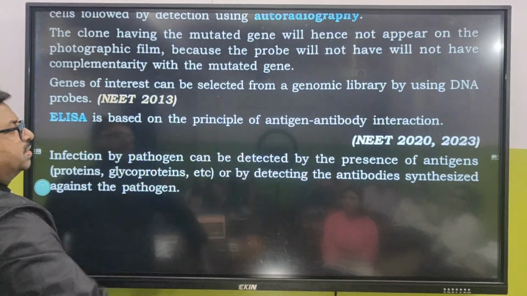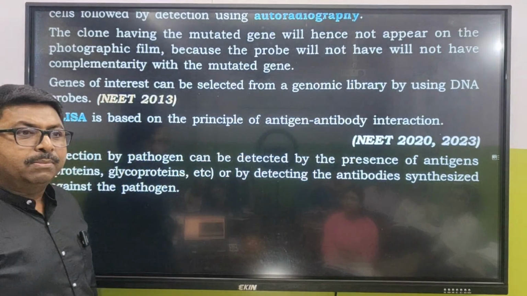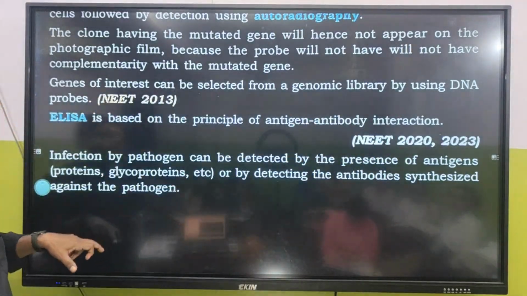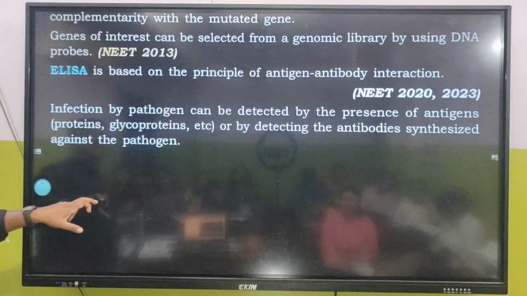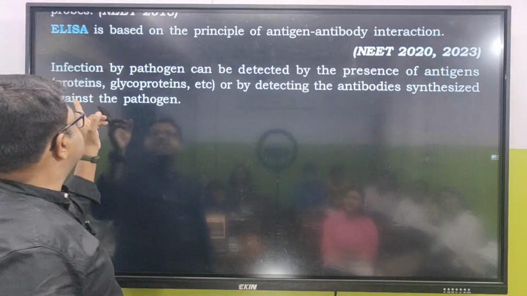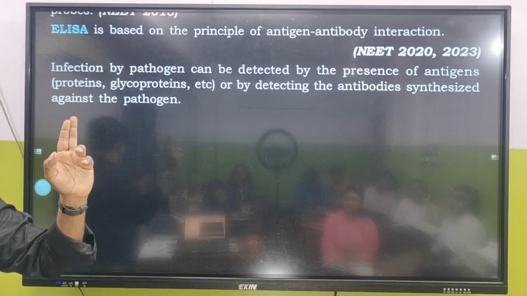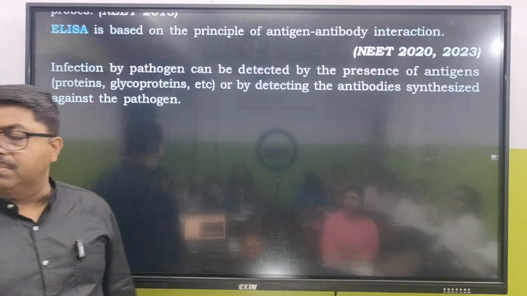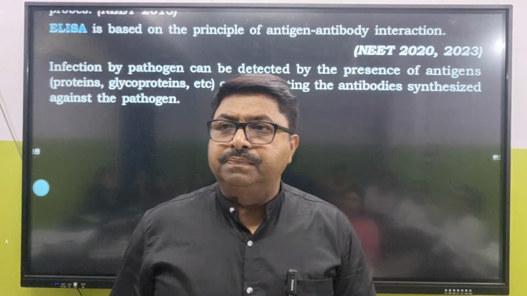ELISA is based on the principles of antigen-antibody reactions. Very, very important. NEET 2020, 23 and 26. Principles of antigen-antibody interaction. Infection by pathogen can be detected by the presence of antigens. What happens in ELISA? Infection by pathogen. What is a foreign body for you?